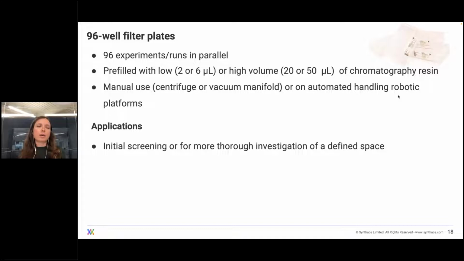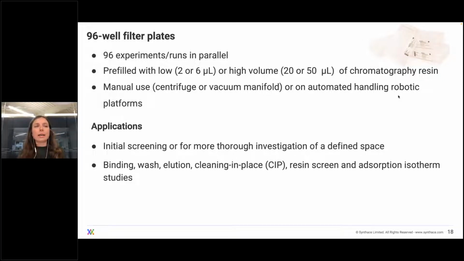And the applications most commonly used with these types of tools are for initial screening, or perhaps you want to really thoroughly investigate a defined space in your system. And otherwise, they've been really used for all of the stages of the purification process. So this is your binding, wash, elution, cleaning in place, resin screen, and even adsorption isotherm studies. Because the interactions between the resin and the sample pretty much remain the same as in the column.